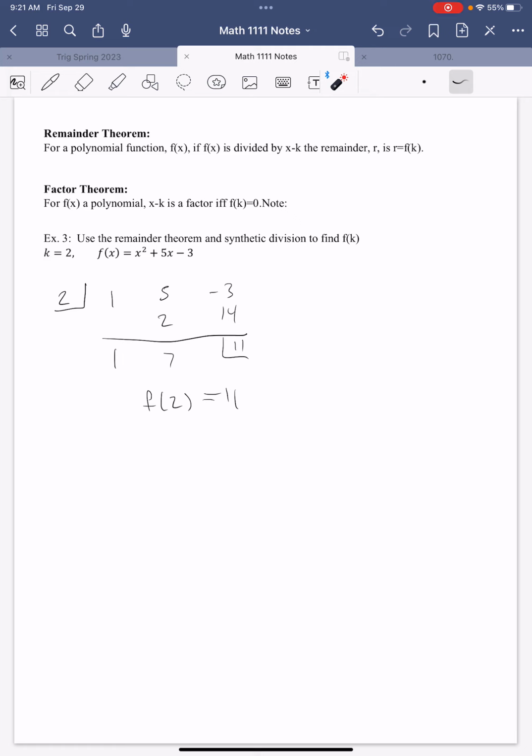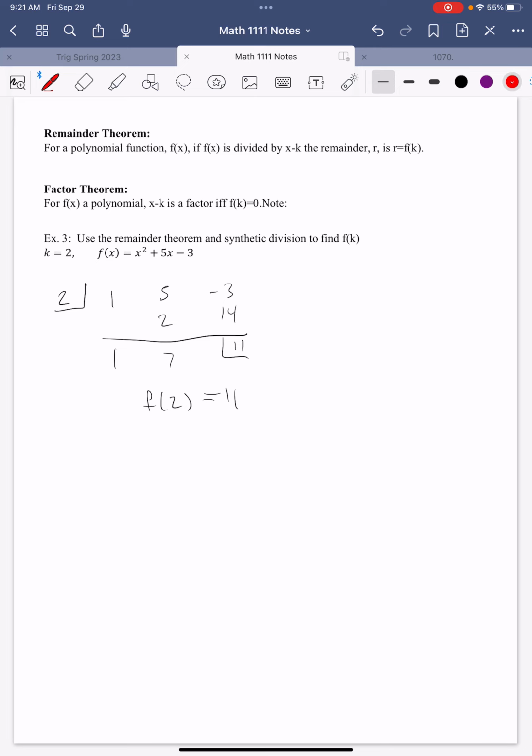All right, so we're going to use the remainder theorem in synthetic division to find f of k, and k equals 2. So if k equals 2, that goes out front. Then we do synthetic division, and we get r equals 11. So what this says is the remainder is equal to f of k. So f of k equals the remainder. So in this case, f of 2 equals 11.